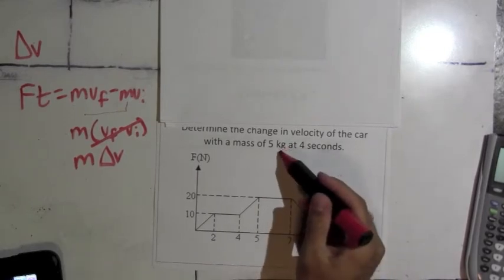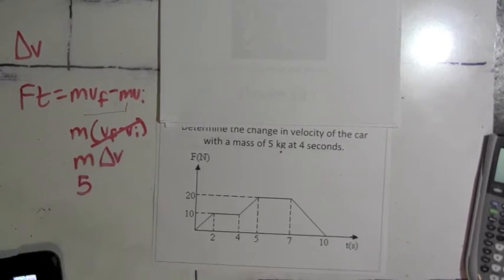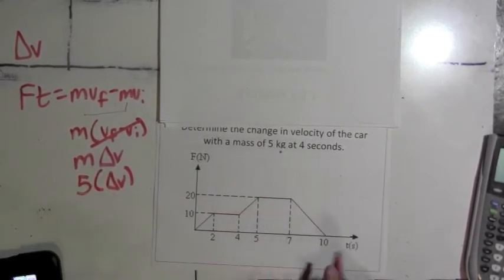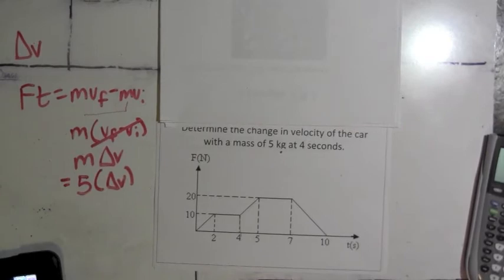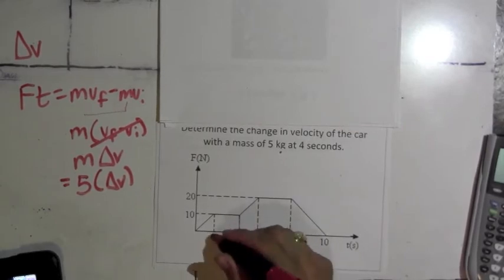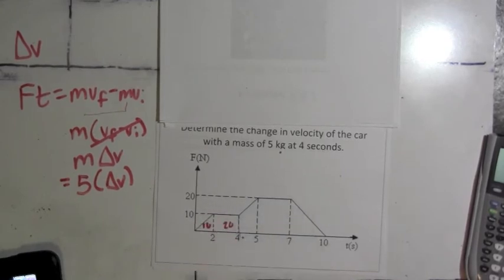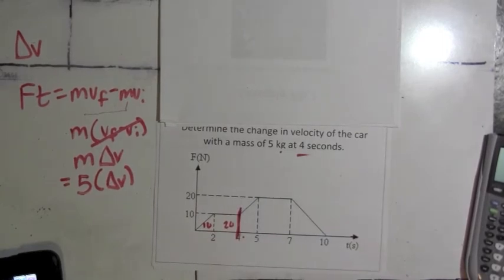Well, it tells me the mass of the car, which is 5 kilograms, and it gives me this graph of information that was force versus time. So if I could find the area, which is the impulse, the Ft, that would be the other side of this equation. So we actually already did this in the previous example. We know that this is 2 times 10 is 20, and we know that this right here was 10, 1/2 base times height. Now if you look, it says at 4 seconds, so we actually cut it off right there.